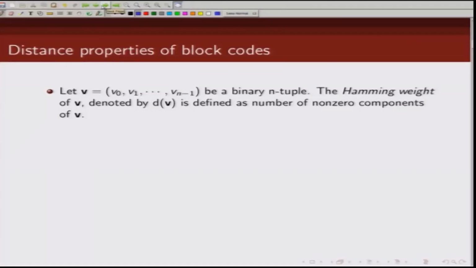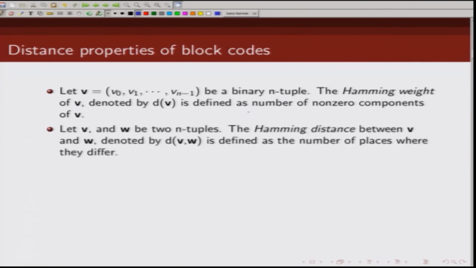I am first going to describe what is Hamming weight. So, if we have an n tuple, let us call it V. V is an n tuple, and since we are restricting our discussion to binary linear block codes, we consider a binary n tuple. So, this V0, V1, V2, ..., Vn minus 1 could be either 0 or 1. We define the Hamming weight of this vector V as the number of non-zero components of V.